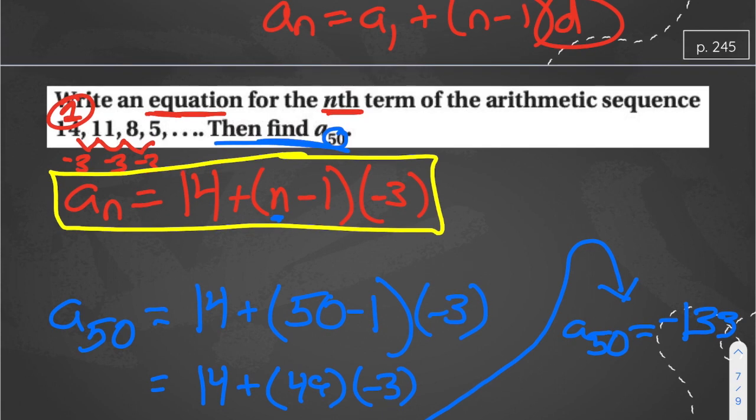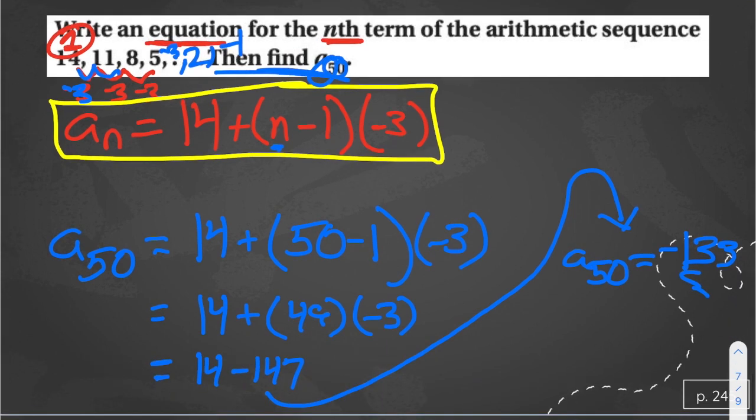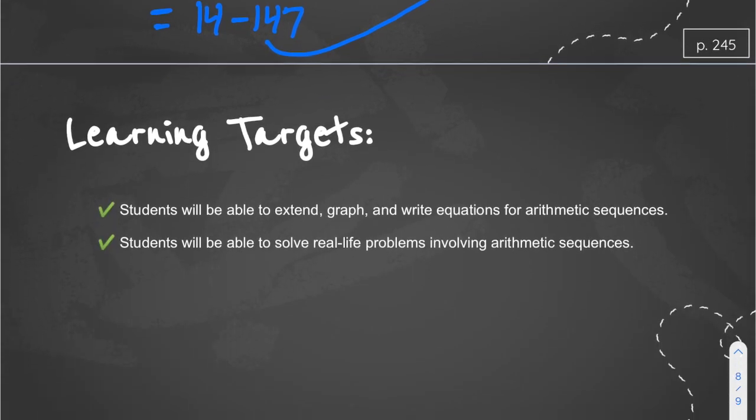So this should not be a surprise to us, because if we are subtracting 3 every time, we'll see that we'll be in the negative pretty soon. I mean, if we subtract 3 again, we'll be at 2, negative 1, and we'll keep going further and further into that negative space. So when we see that a sub 50 is negative 133, that should not be a huge shock to us.